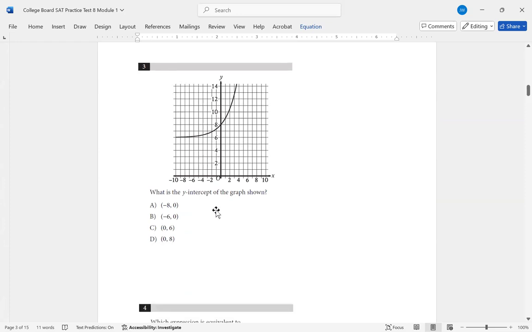Question 3. What is the y-intercept of the graph shown? The y-intercept is where my curve hits the y-axis. This one is just a visual. We can see that it is 0 in the x direction and up 8 units in the y direction. So that's the y-axis. The y-intercept is where my graph hits the y-axis. So the y-intercept is 0, 8. That's option D. Therefore, the answer to question 3 is D, 0, 8.